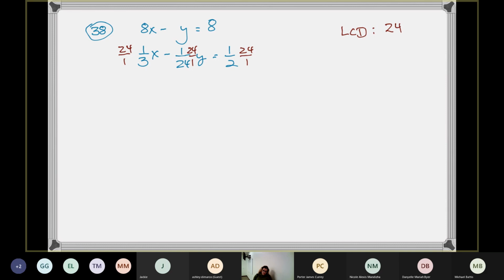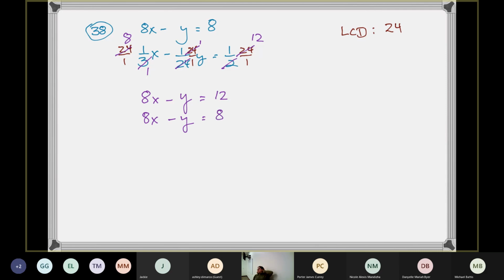So what do you have left when you multiply everything by 24? 8x minus, 24 goes into 24 once, minus y equals, 2 goes into 24, yes, you are correct, 12. And the first equation is 8x minus y equals 8.